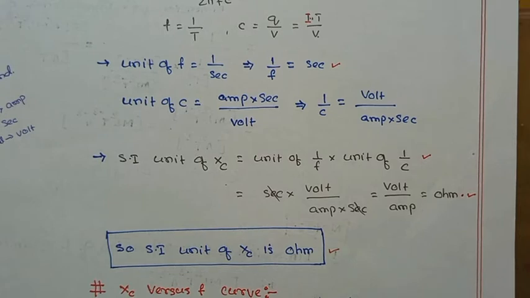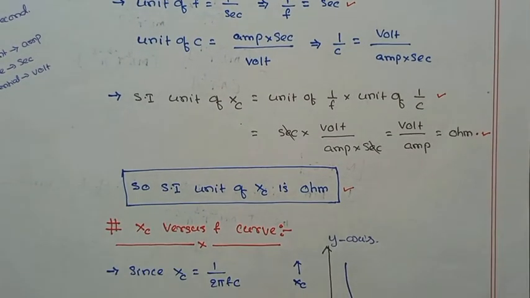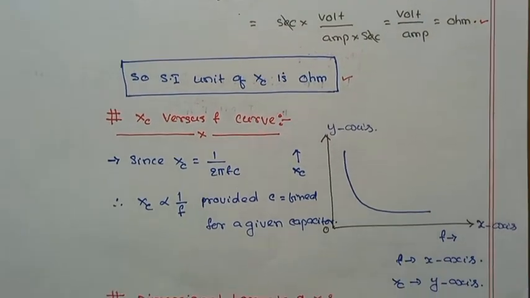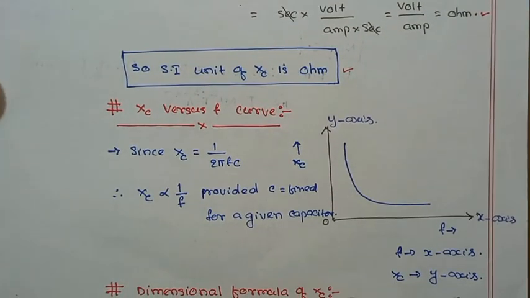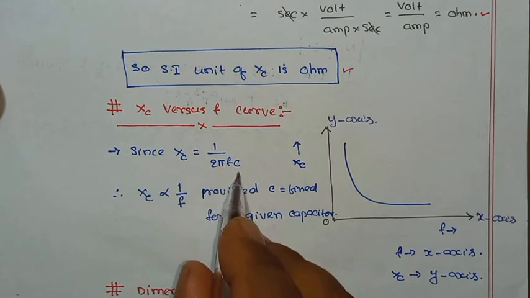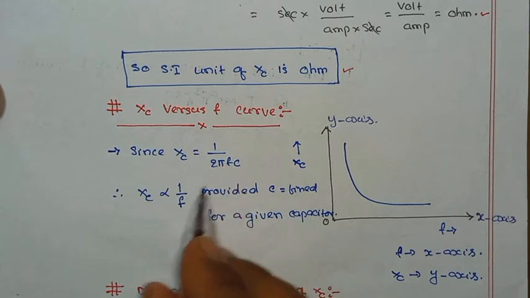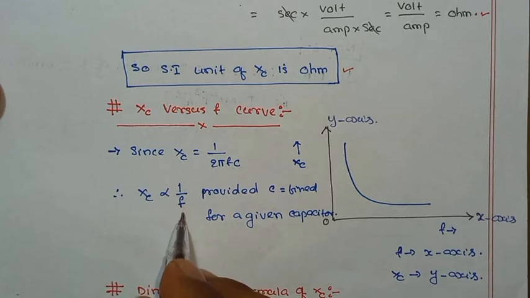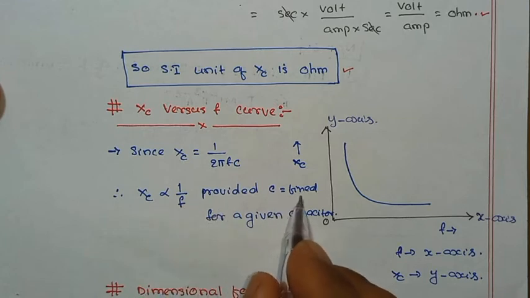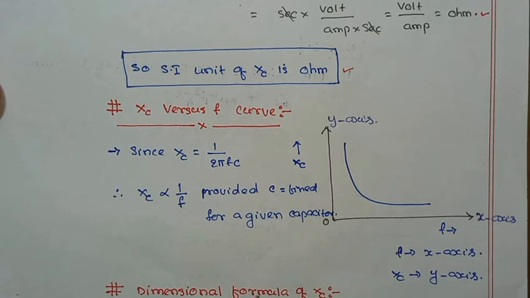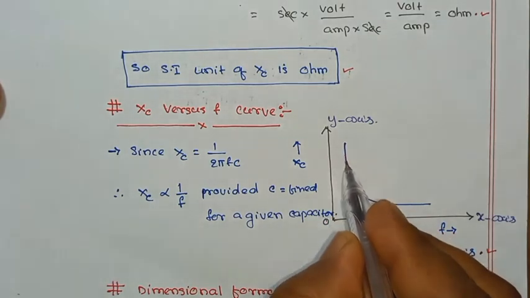Now we will learn how to draw the XC versus F curve. We all know XC is equal to 1 by 2 pi FC. Therefore, XC is proportional to 1 by F provided C is some fixed value for a given capacitor. Now, taking F, that is frequency of AC supply along the x-axis, and XC, that is capacitive reactance along the y-axis, if we draw the graph, then we get this graph.